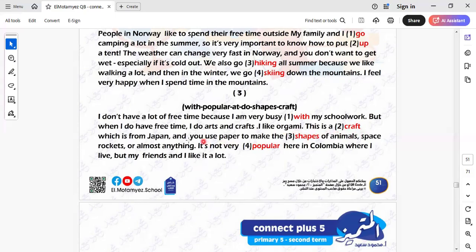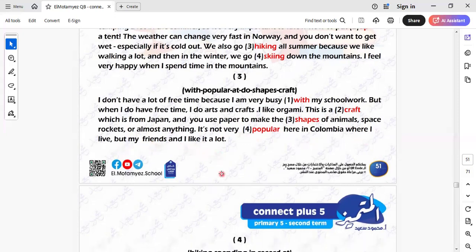This is a craft which is from Japan, and uses paper to make the shapes of animals, space rockets, or almost anything. It's not very popular here in Colombia where I live, but my friends and I like it a lot.